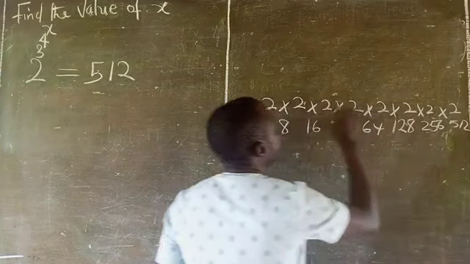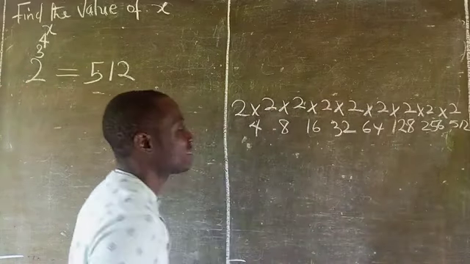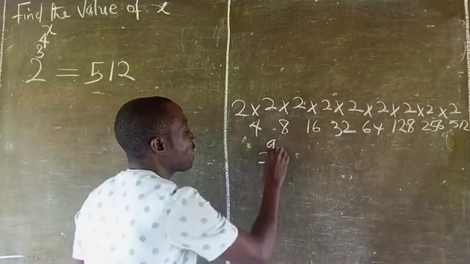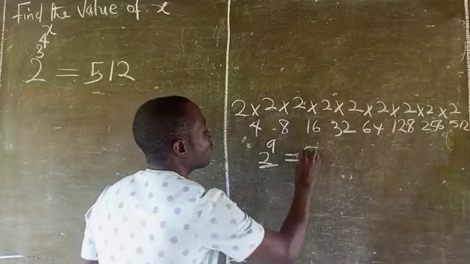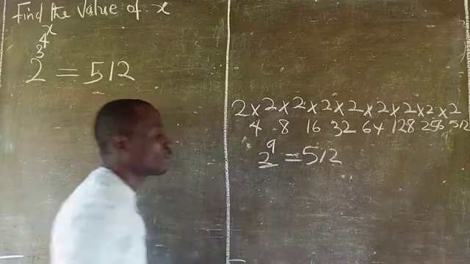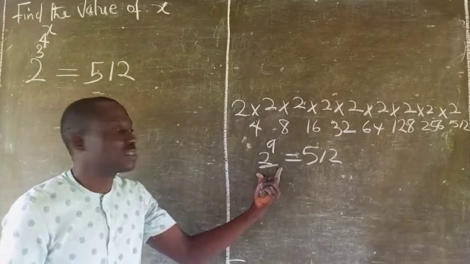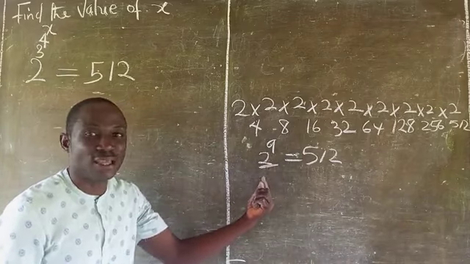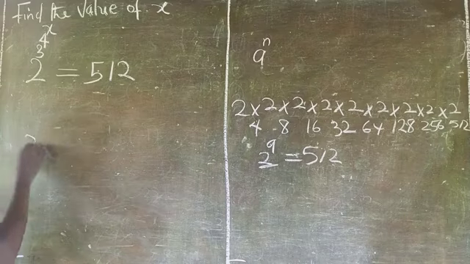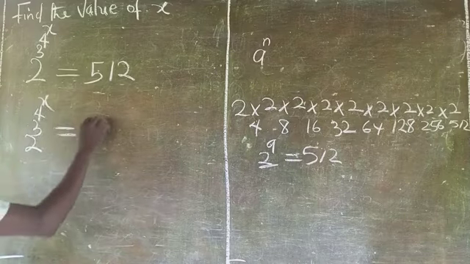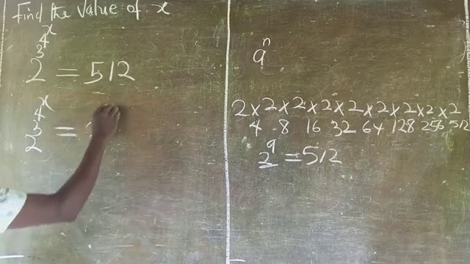1, 2, 3, 4, 5, 6, 7, 8, 9. You see that? So 2 multiplied by itself 9 times is 2 raised to power 9, same as 512. So in the place of 512, we're going to replace it with 2 raised to power 9. So our equation becomes 2 raised to power 3 raised to power 4 raised to power s equals 2 raised to power 9.